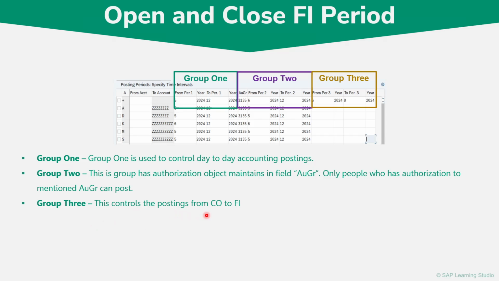And group 3 controls the posting from CO to FI. So if you want to control the posting from CO to FI, we have that option in SAP. Group 3 is used for that.